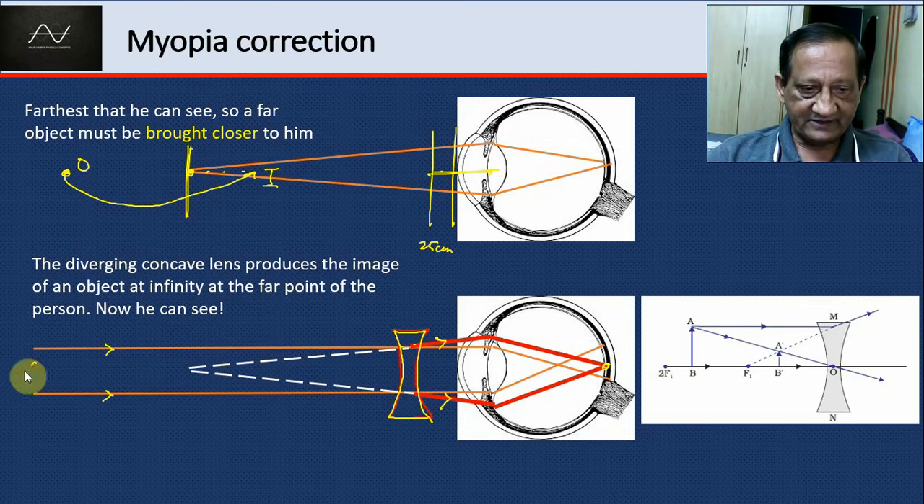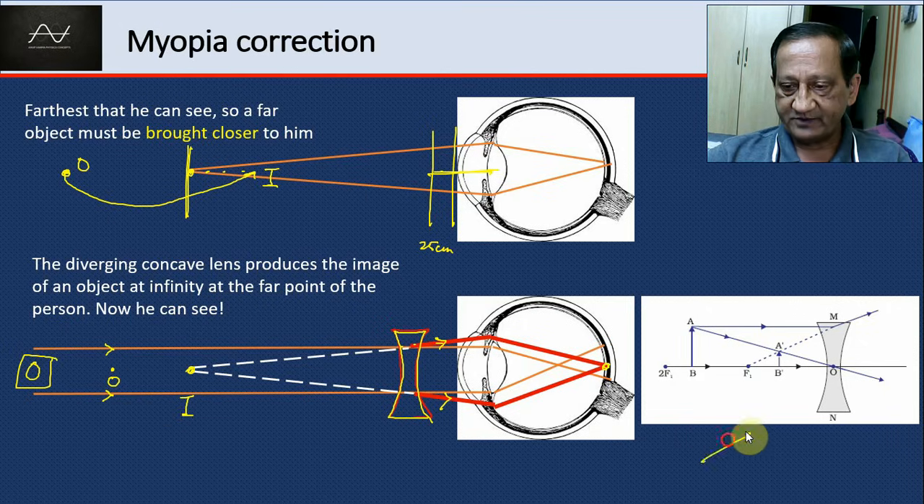So object is at infinity. When you produce these rays backwards, the image is created. So for the farthest possible object, the image is created at the far point. You can see that. For any other object, let us say the object is here, not at infinity, then if you look at this picture that we have seen earlier, for an object not at infinity, the image is formed between the focal point and the optical center.